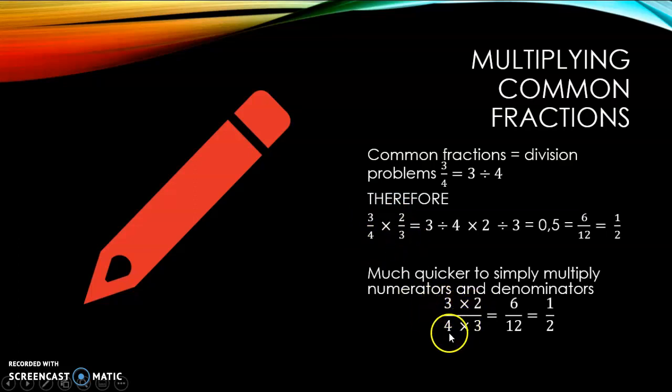3 times 2 over 4 times 3. 3 times 2 is 6, and 4 times 3 is 12. 6/12. There's my 6/12. Remember, with fractions, your answer should always be in the simplest form, and 6/12 is not it. So let's find a common factor, and the highest common factor of 6 and 12 is 6. So 6 divided by 6 is 1, and 12 divided by 6 is 2. And there is your final answer.